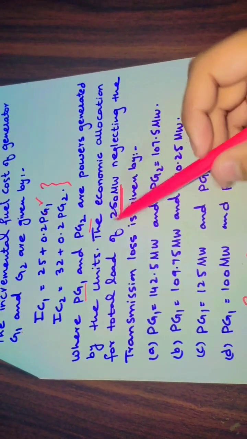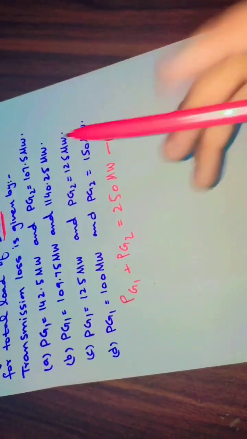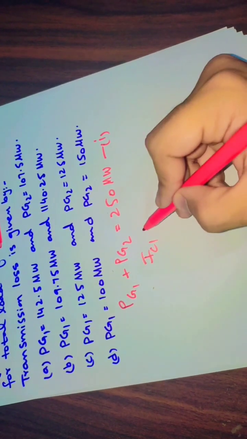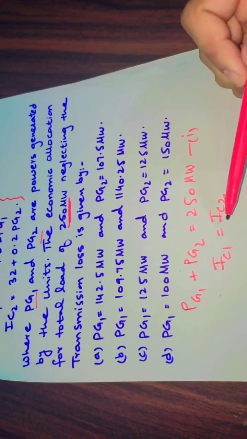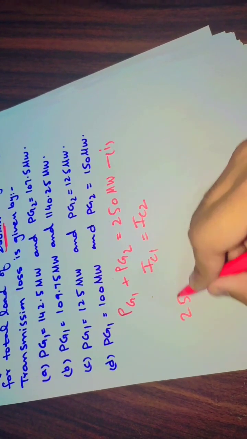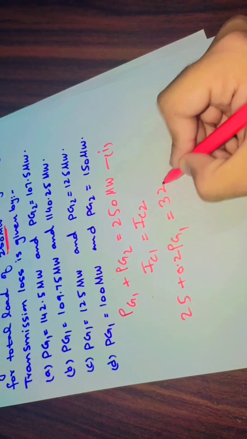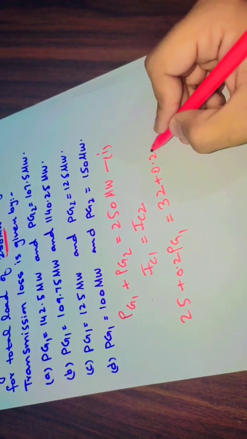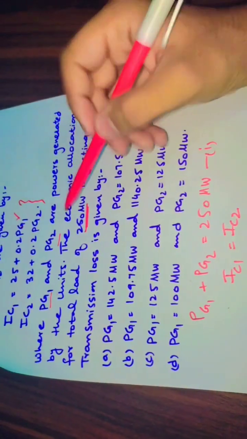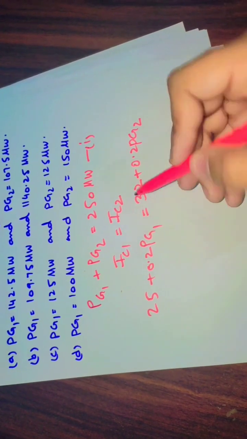For equation number 2 for Pg1 and Pg2, compare the two incremental costs IC1 and IC2. So, comparing IC1 equals IC2, put the values of IC1 and IC2 in this equation: 25 plus 0.2 Pg1 equals 32 plus 0.2 Pg2. Now comparing these, you will get another equation for Pg1 and Pg2.